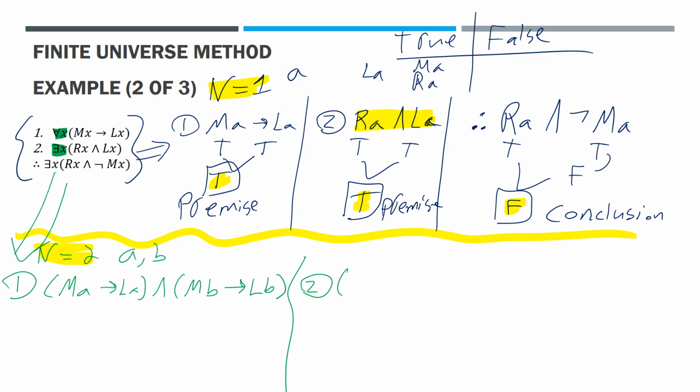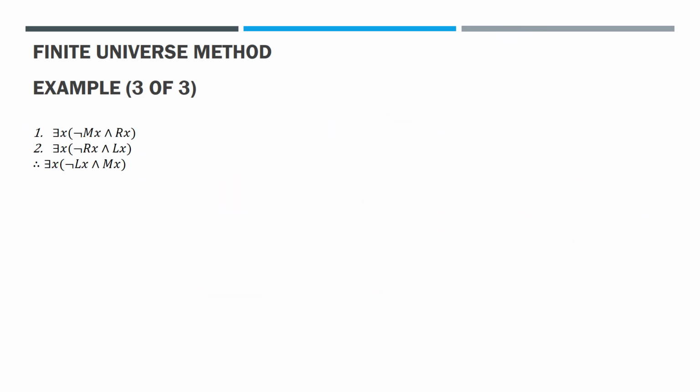It is a particular existential, so we'll have a disjunction. So we'll say RA and LA, or RB and LB. And for the conclusion, we have another existential, so it will be a disjunction.